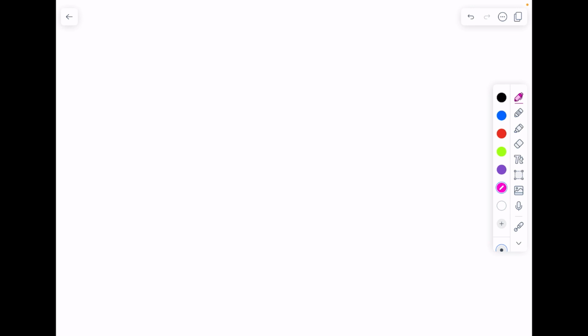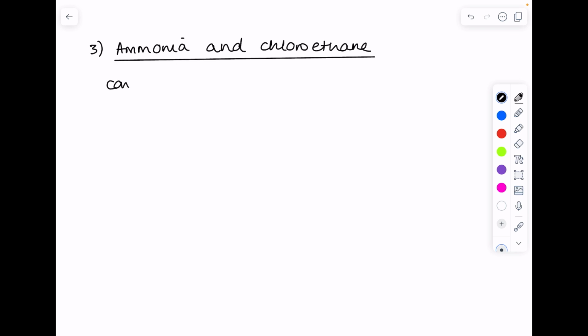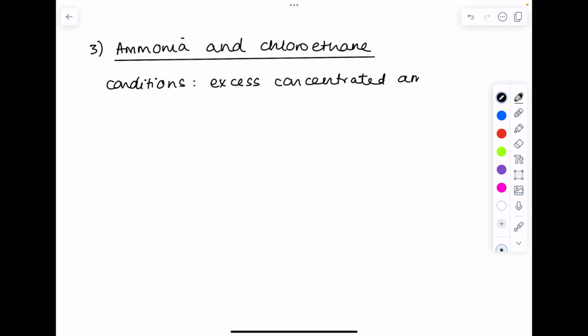And then our third example of nucleophilic substitution is this time with ammonia. I'm going to take chloroethane as my halogenoalkane. In terms of conditions, we need excess concentrated ammonia in ethanol. The reason why it needs to be in excess is to minimize further substitution occurring.